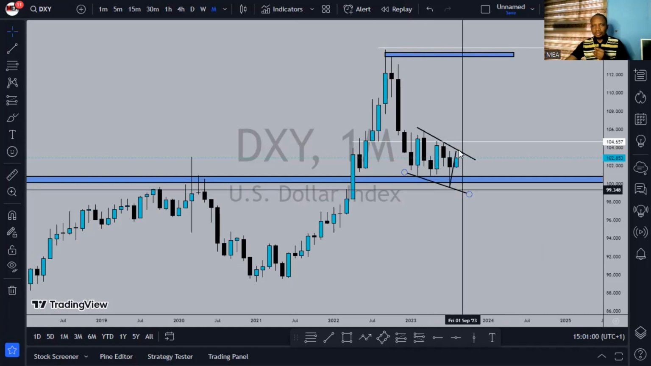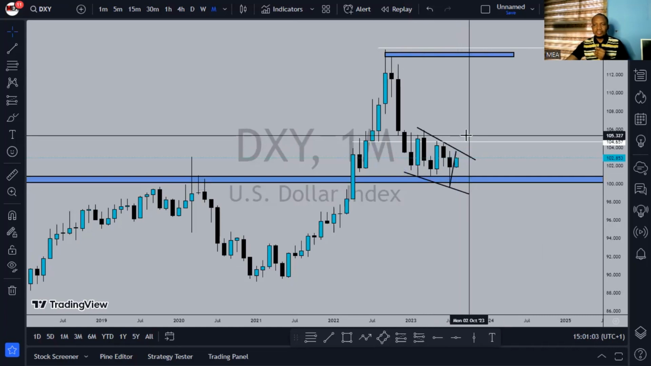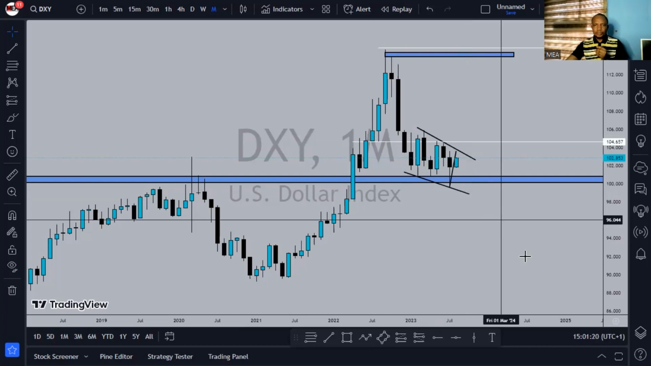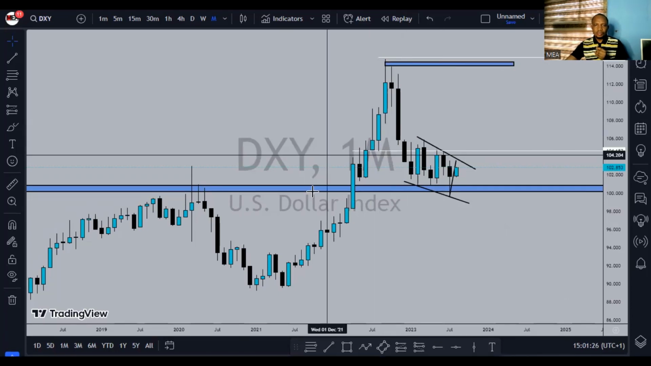So a breakout to the upside indicates that the dollar has strengthened. That means you see a bearish move in Euro USD, a bearish move in Great British Pound USD, a bearish move in commodities like gold, silver. So let's take it to the weekly time frame where we proceed properly.